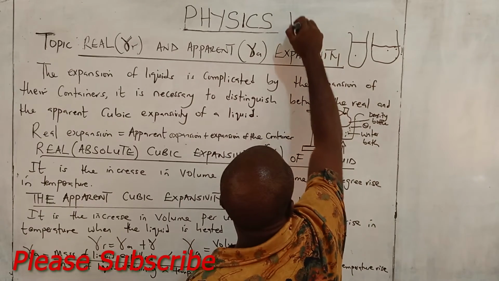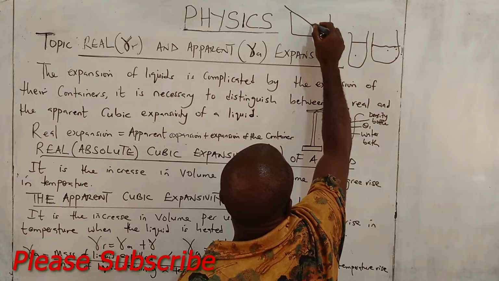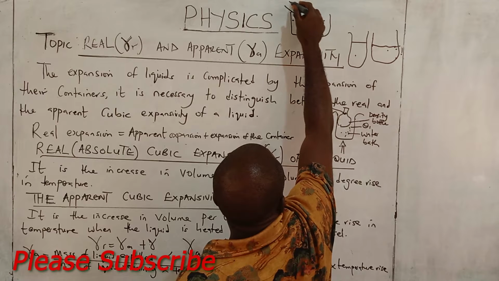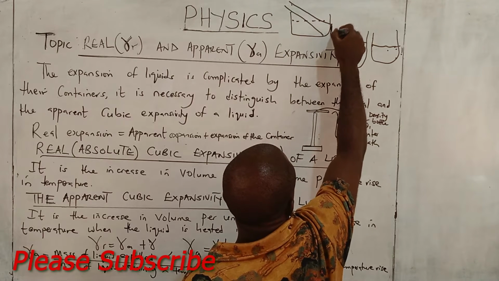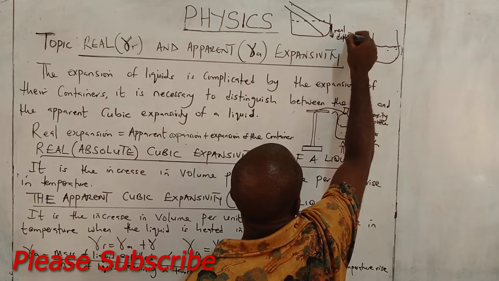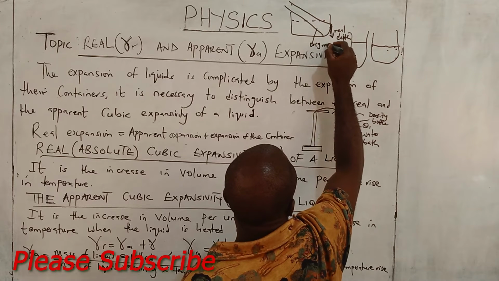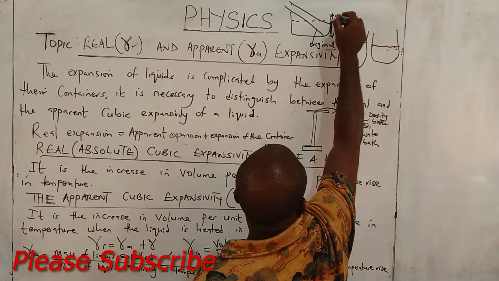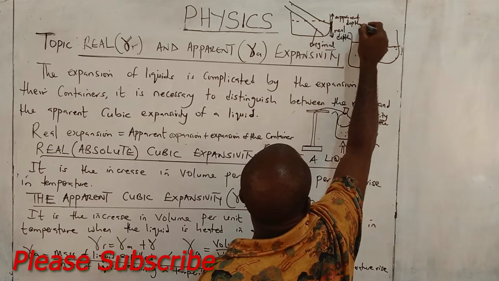Let me say you have a container and you put a stick inside, and you assume that it's bending like this, it's coming here. This is the apparent depth. This is the real depth, because this is the real stick, the original. This one is the apparent depth of the stick.